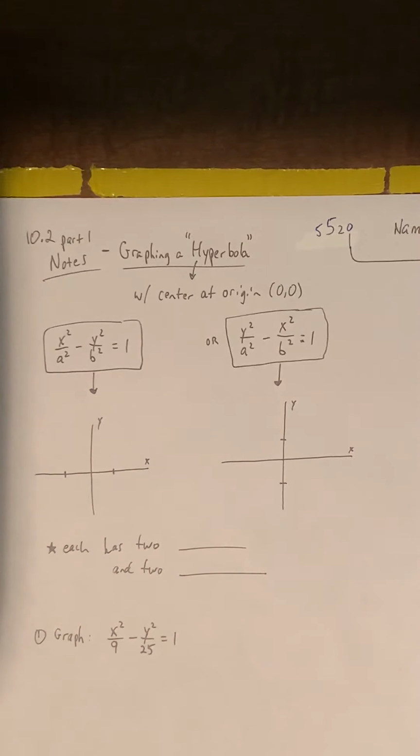Today's notes, we're going to hop to 10.2, part 1, and we're going to talk about how to graph a hyperbola, a basic hyperbola. In 10.1, we did ellipses, which were oval shaped. We'll talk about a basic hyperbola. We're going to keep things simple and just talk about basic hyperbolas and how to graph them.